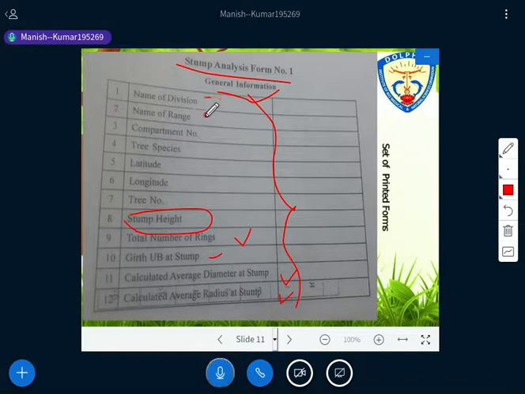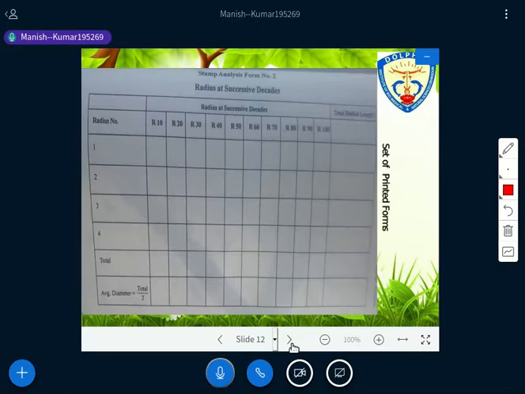So all these are the general information that need to be written over there. Name of division, name of range, compartment number, tree species, latitude, longitude, tree number, and all this basic information has to be written in this form itself. Then move to the next form.